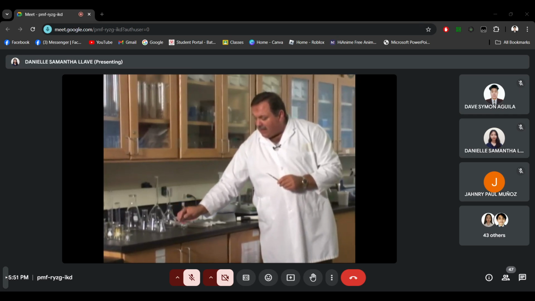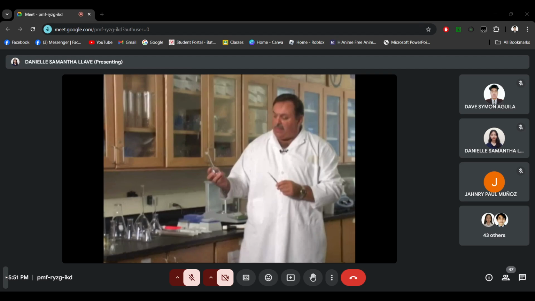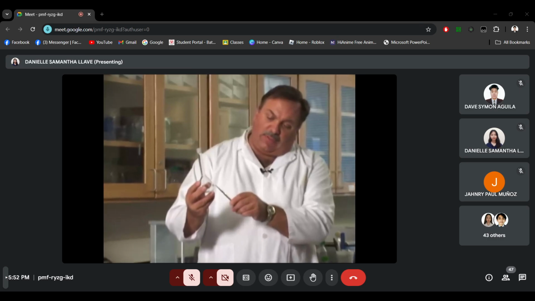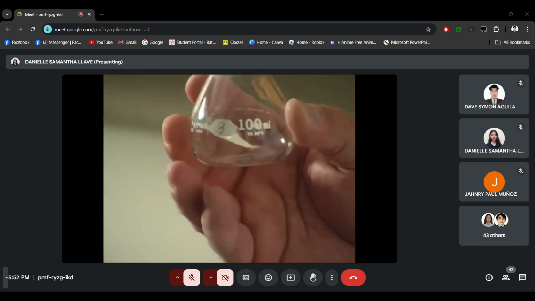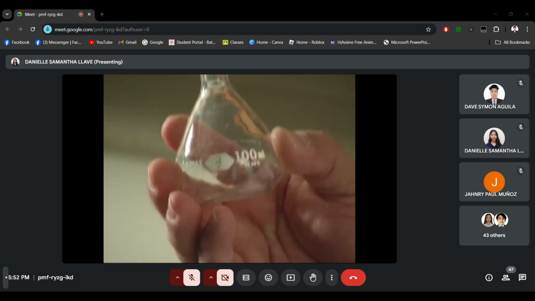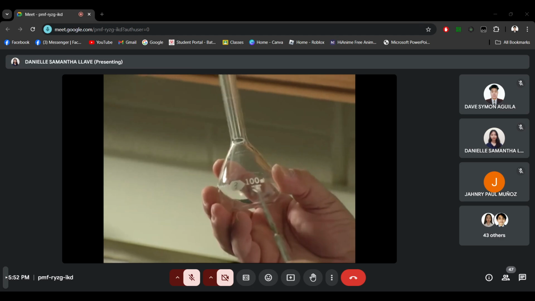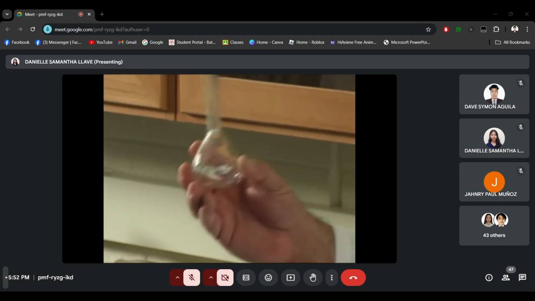Now, let's talk about a very specialized type of vessel. This is called a volumetric flask. And if you look, it says 100 milliliters. That is the only volume that's on here. And this is designed to contain at 20 degrees Celsius. Not to deliver, but to contain.